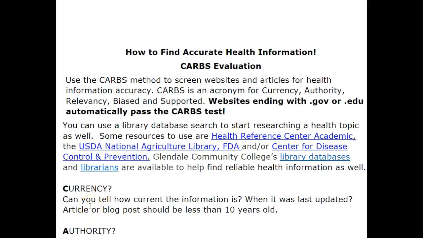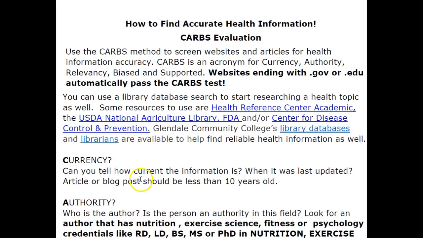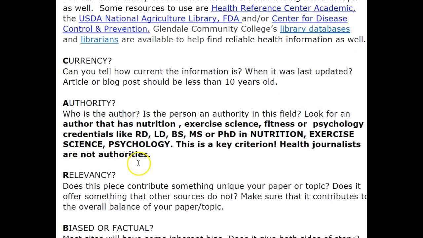This video will go over how to evaluate health information on the web. It's called the CARBS evaluation, and we use 5 criteria to evaluate whether something you are reading or buying on the internet is accurate and reliable. The CARBS acronym stands for Currency, Authority, Relevancy, Biased, and Supported. So let's look at those 5 criteria.